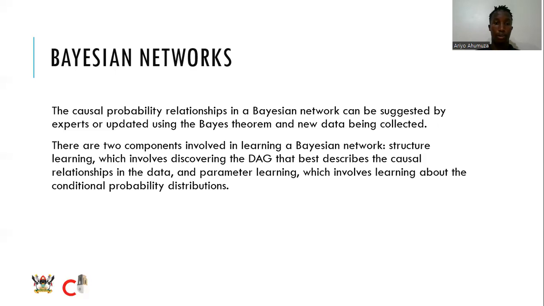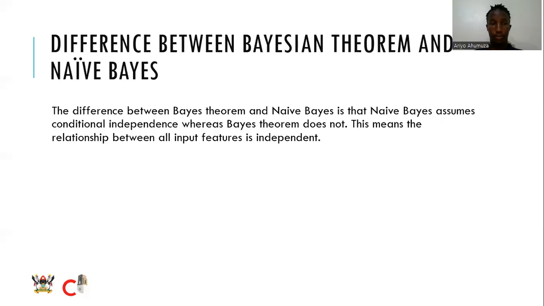There are two components which are involved in learning a Bayesian network. Structure learning, this involves discovering the DAG, directed acyclic graph, in case we forgot, that best describes the causal relationships in the data, and parameter learning, this is the second component, which involves learning about the conditional probability distributions.